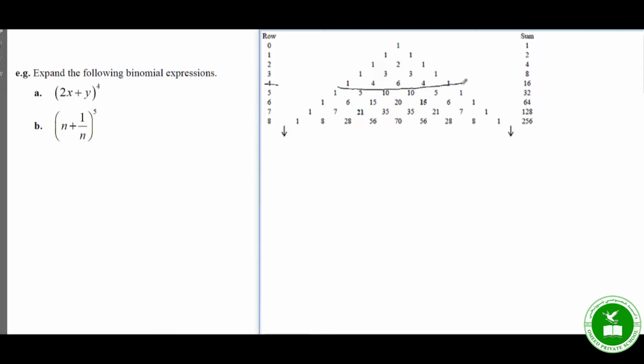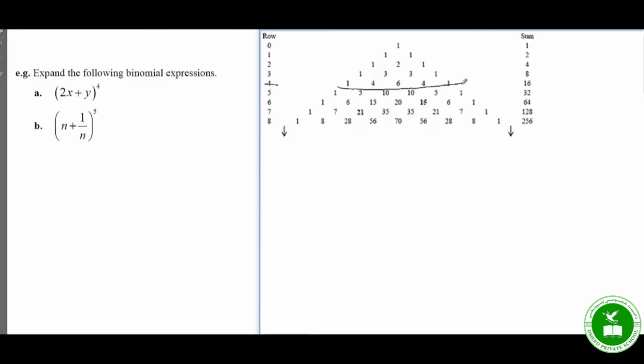So what are the coefficients here? 1, 4, 6, 4, 1. It means the coefficient of the first term will be 1, the second term will be 4, the coefficient of the third term will be 6, the fourth term will be 4, and the fifth term will be 1.